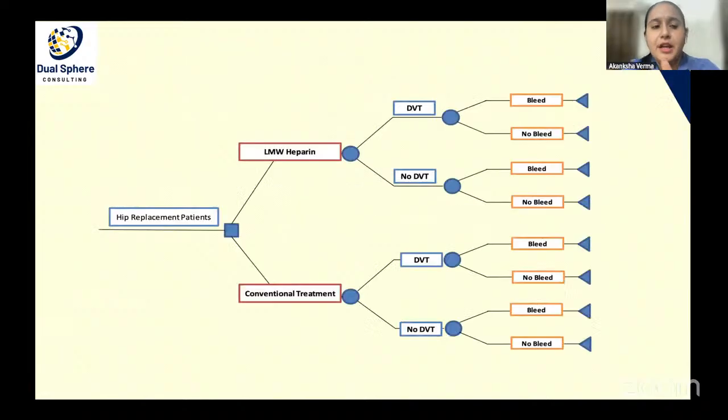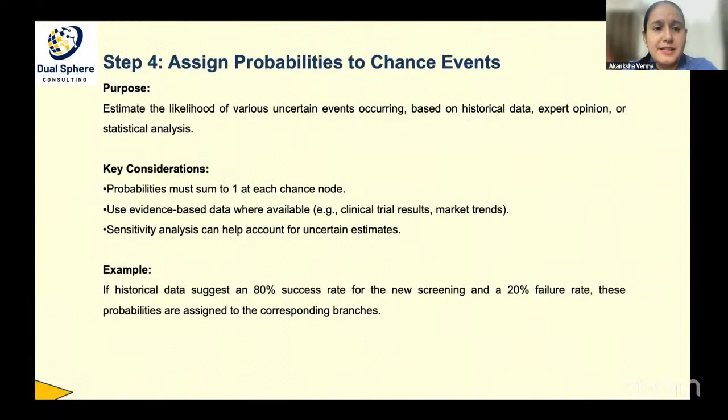Okay, so this is an example. Another example, you have hip replacement patients. Then you can either go to parent treatment or conventional treatment. These are two choices available. Then with heparin, either the patient develops DVT or no DVT, deep vein thrombosis. With DVT, either the patient is having a bleed or no bleed. Similarly, in case of no DVT, either there is bleeding or no bleeding. Similarly, with the conventional treatment.